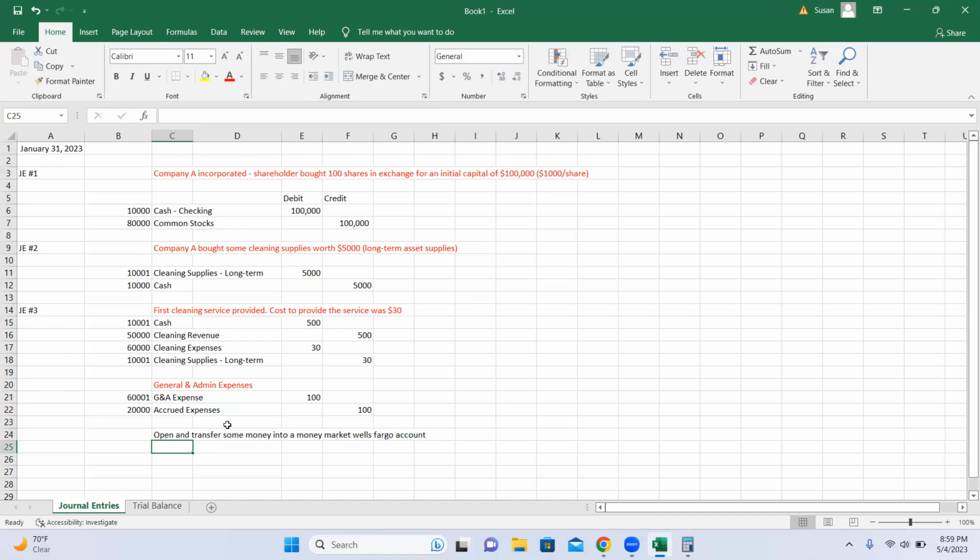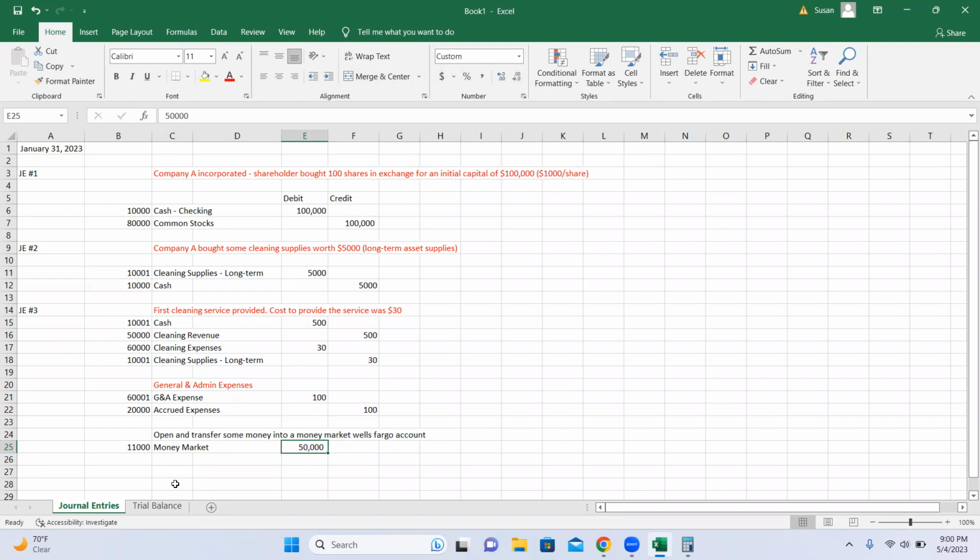Okay, so because of that, they opened up a new investment account. I'll just call it 11000, and let's just call it money market. And because they put $50,000 into the money market account, this means that $50,000 will leave the cash account because they did this transfer. And this pretty much wraps up the month.